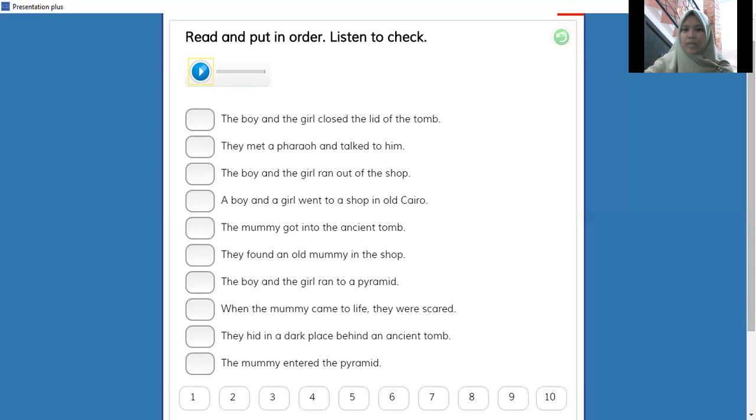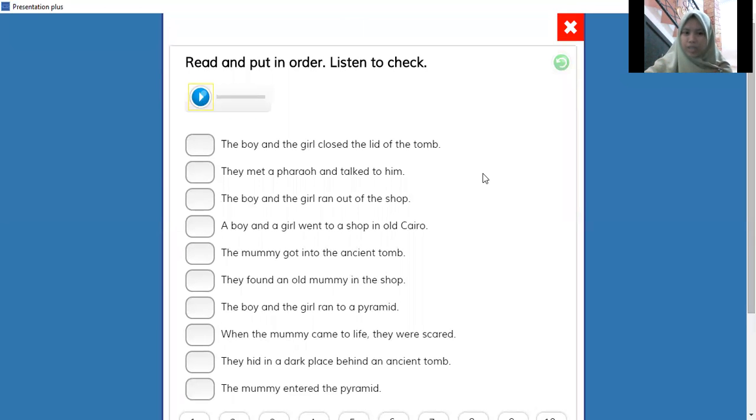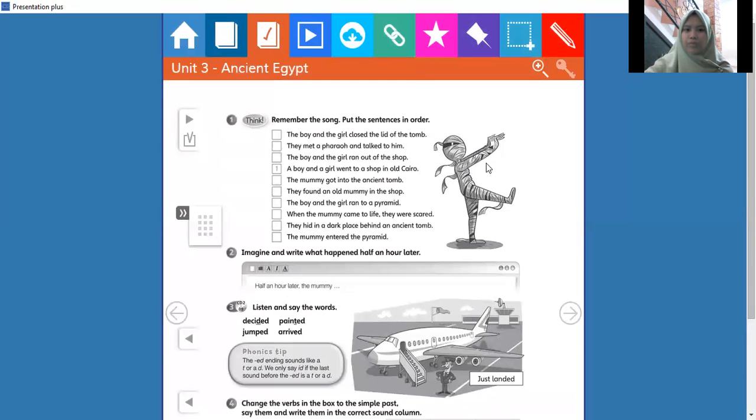Okay. And then you may check it in your book, for each sentence in your book, because that song is in your book. Next, we move to the second one.